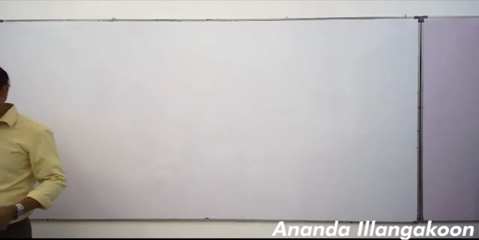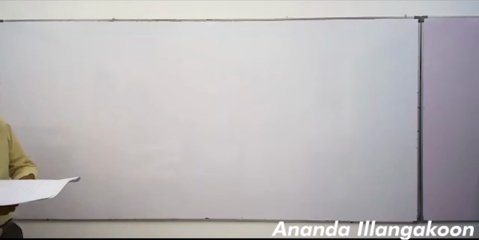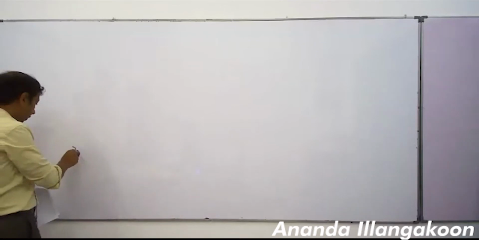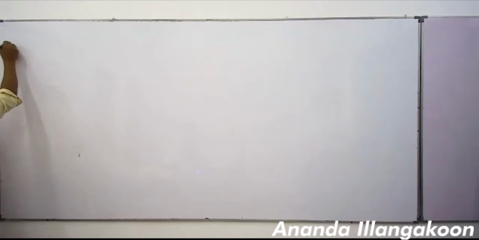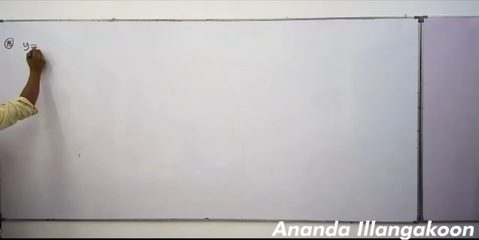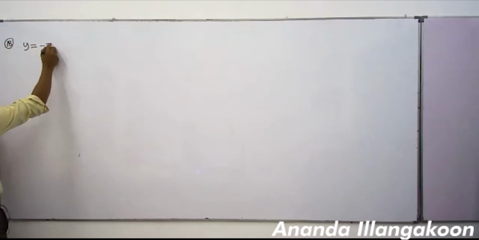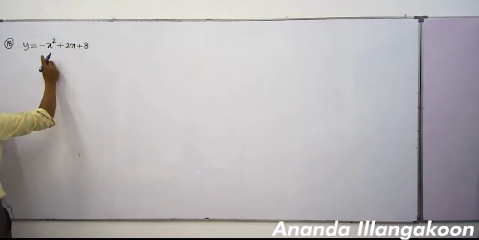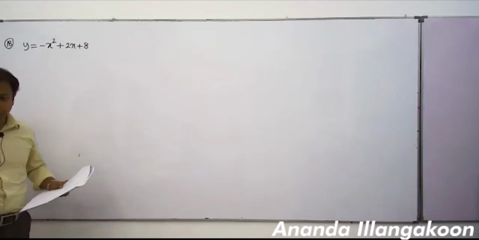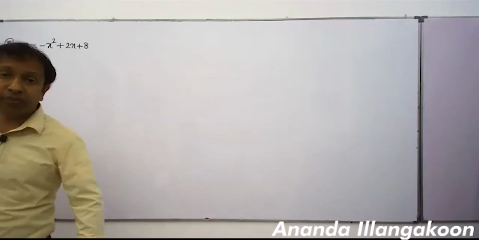Right. It says, sketch the graph of y equals minus x squared plus 2x plus 8. Now this is a maximum graph, no? Because the x squared coefficient is minus, so it is a maximum graph.